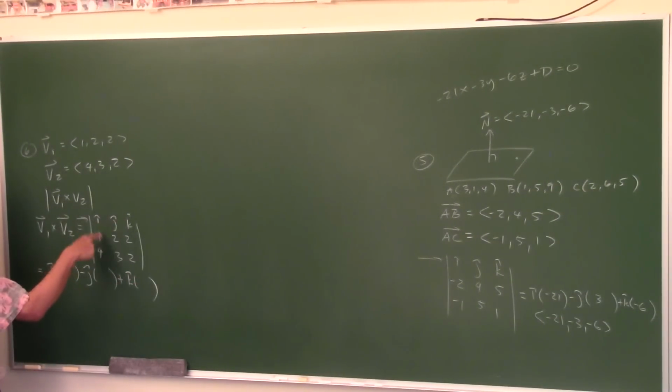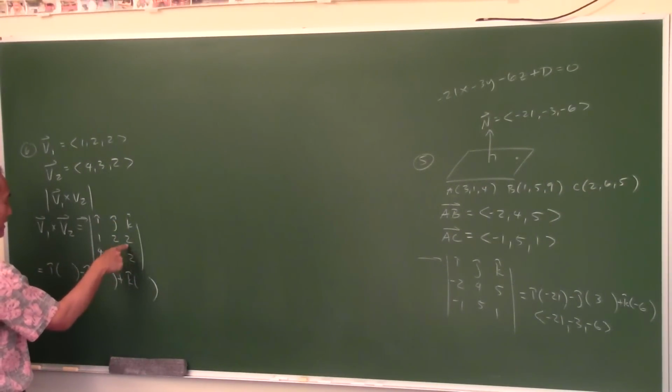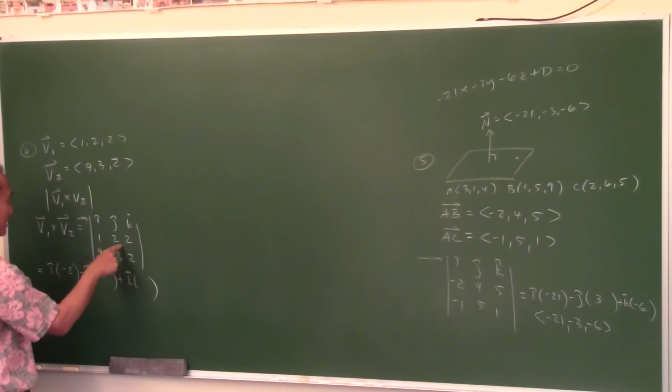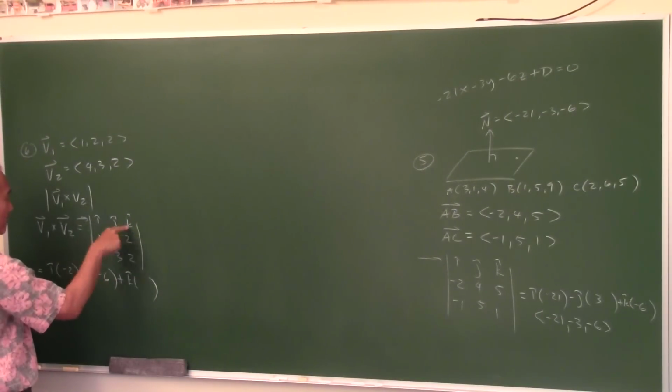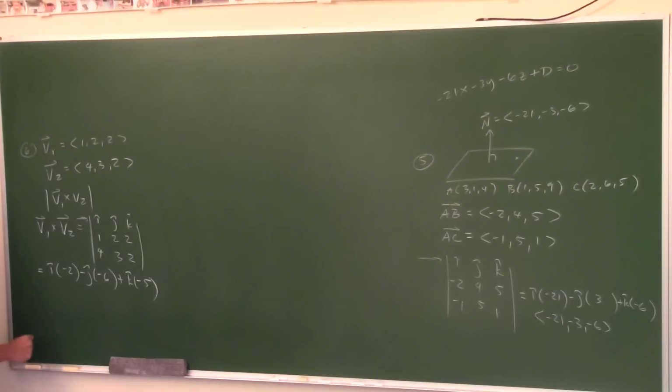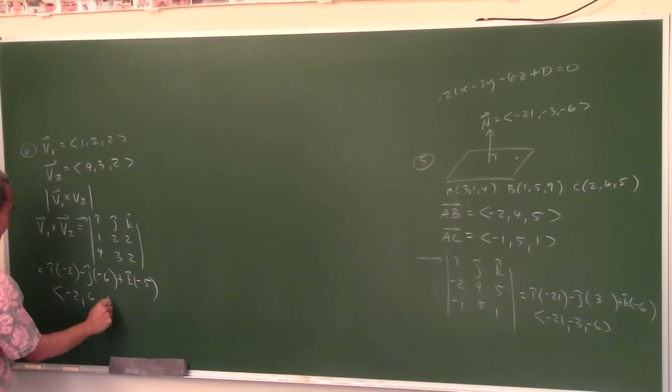Crossing out the row and column for I, you get 4 minus 6. For J, cross out the row and column, so that's 2 minus 8. And then for K, cross out the row and column, 3 minus 8 is negative 5. So again, if you don't like IJK, then do this.